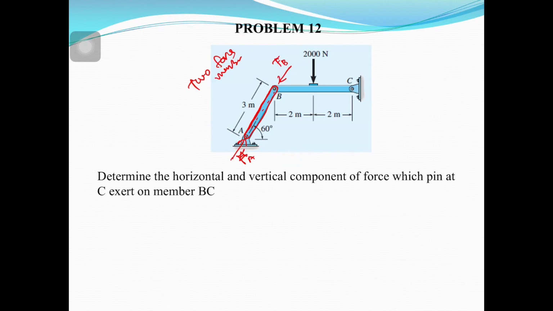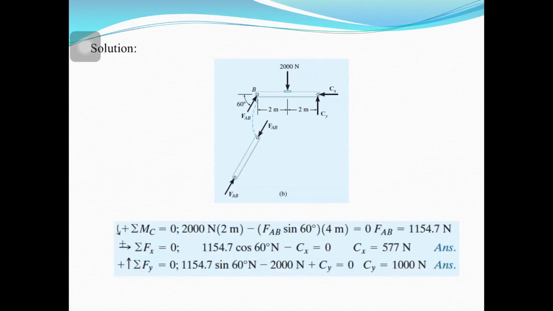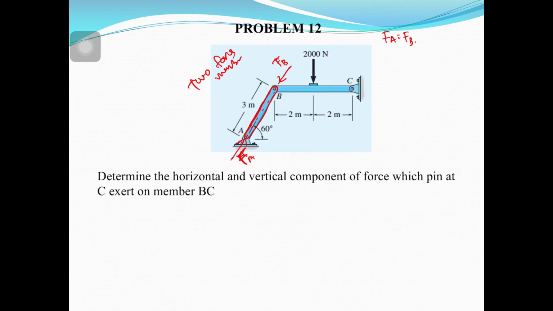Okay, so you no need to find AX or AY because you already know the direction. So you have FA and FB. Right, basically FA and FB are the same. FA is the same as FB. Alright, or we can say it FAB. Alright, FAB.